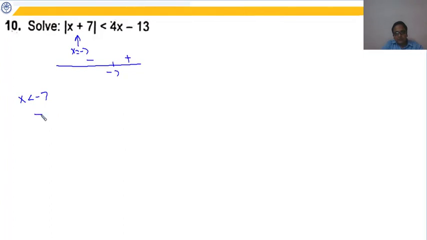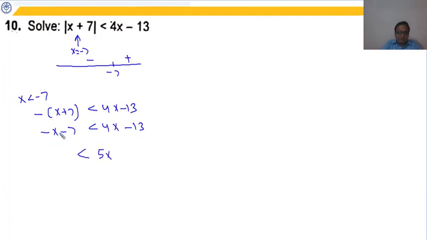So this becomes −(x + 7) < 4x − 13. That is −x − 7 < 4x − 13. We are assuming x less than −7, so for this mod we put a minus sign outside. So x goes to the right hand side: 4x plus x becomes 5x. 13 comes to the left hand side, minus 13 becomes plus 13. So it becomes 6, so x is greater than 6/5.